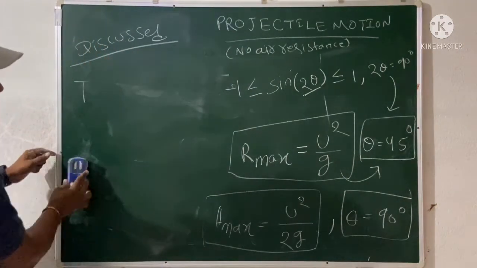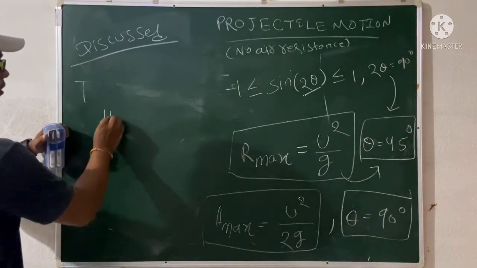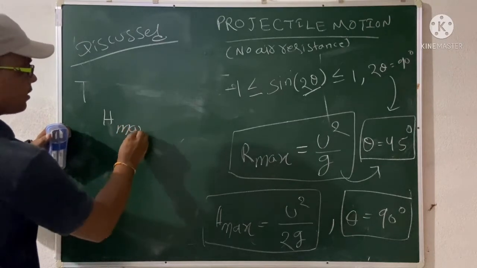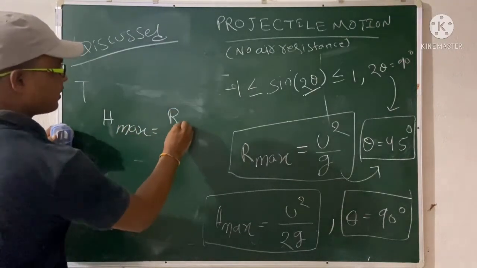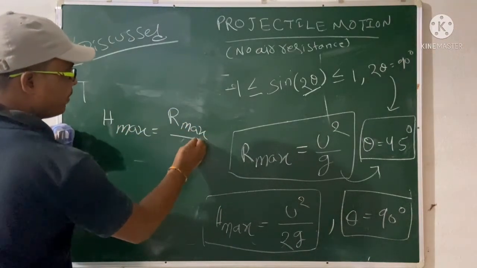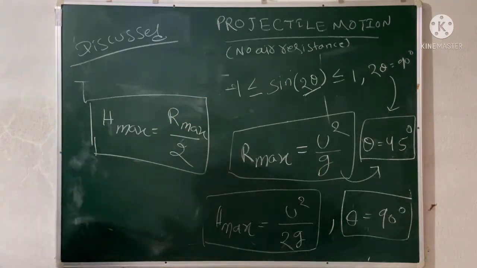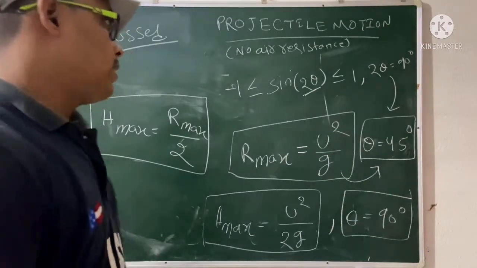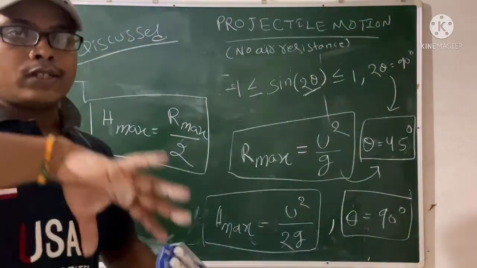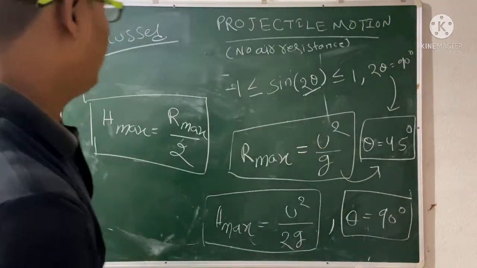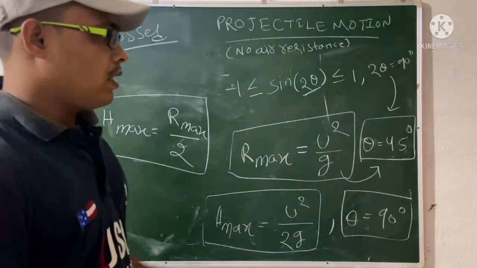One more important thing: what is your H max? Remember, H max equals R max divided by 2. So these are the important things. Try to remember. We will discuss the second type of projectile motion in the next class. Okay. Up to this, try to read this.